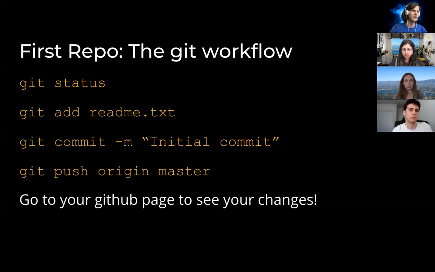So once you do this, it might ask you to input your GitHub password. And then if you go to the GitHub page and refresh it, you should see that you just added a README and it says Mars is my favorite planet, or whatever you put in there.